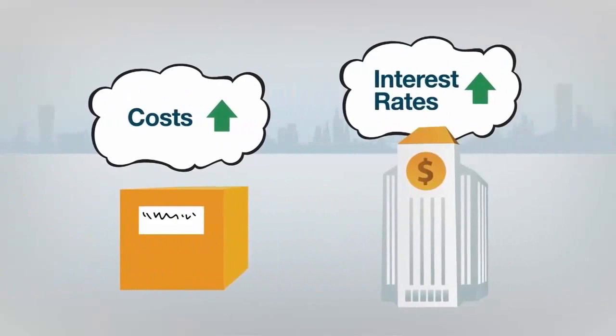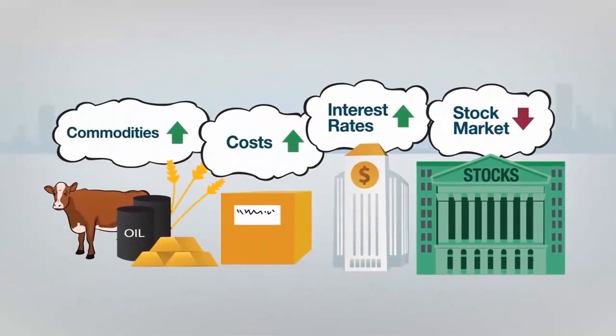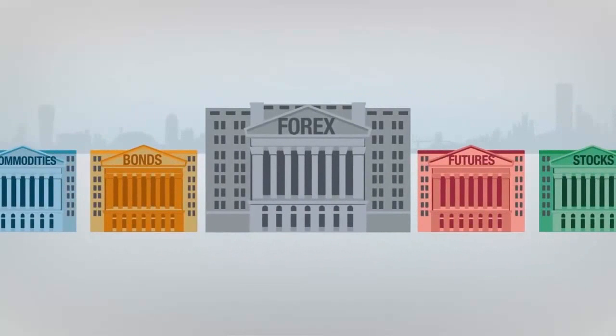As a result, interest rates may rise, causing bond prices to fall. All of this can impact the stock market. As you can see, one change in the Forex market can have a ripple effect across several markets. This is just one example of how the Forex market can influence other asset classes. Because the Forex market is the world's largest financial market, it sets the foundation for how other asset classes perform.